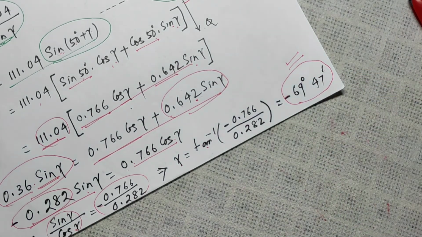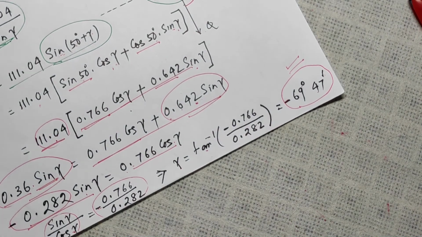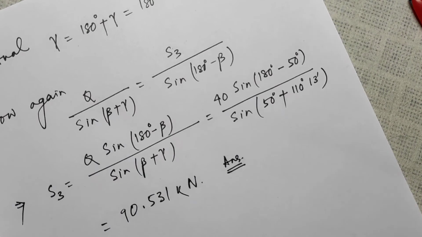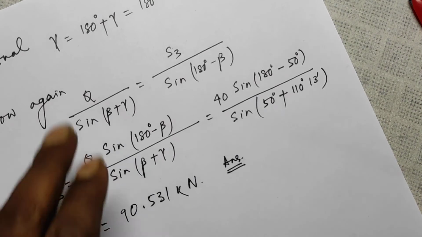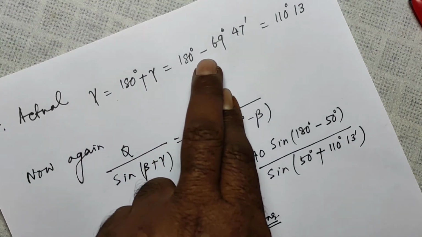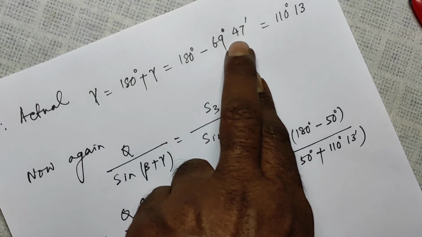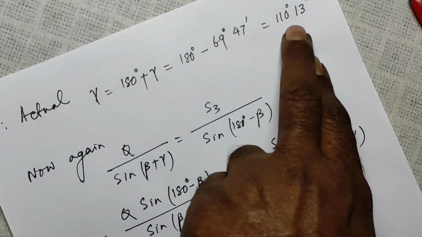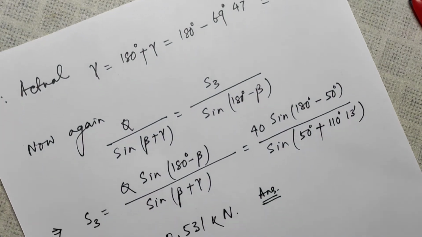Seconds of arc I have not considered here. So now is the interesting thing. Look how the gamma can be negative. Therefore the actual gamma is 180 plus gamma, that is 180 minus 69 degrees 47 minutes, that comes out to be 110 degrees 13 minutes of arc.